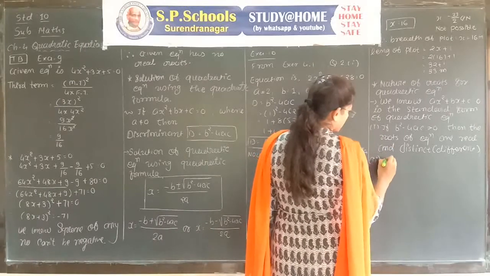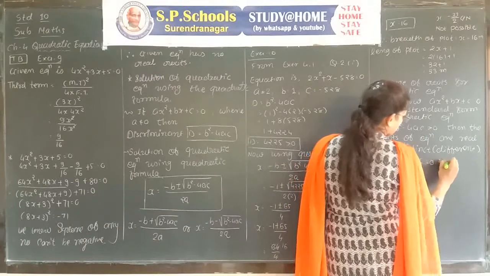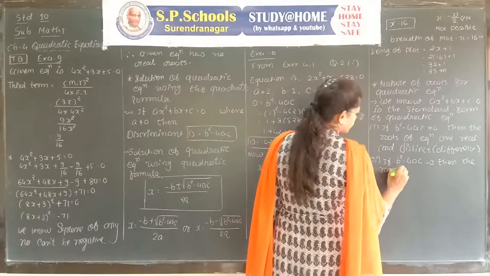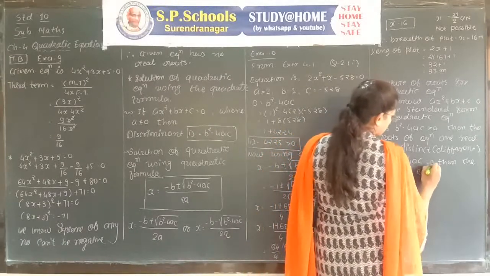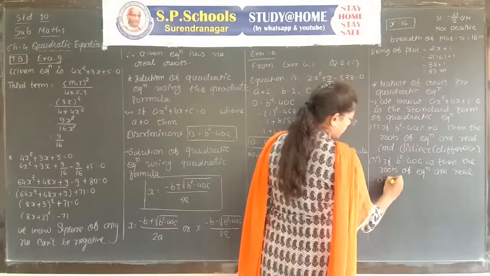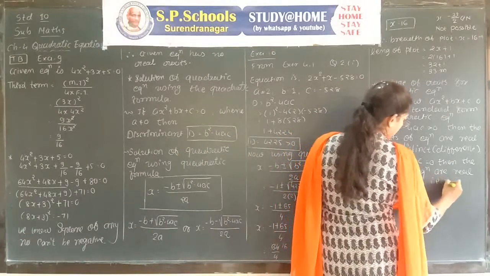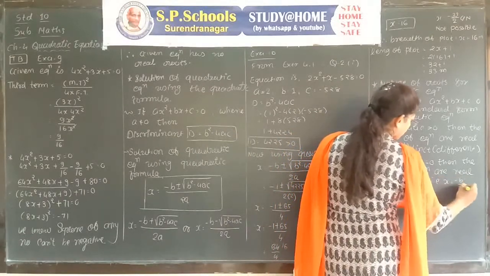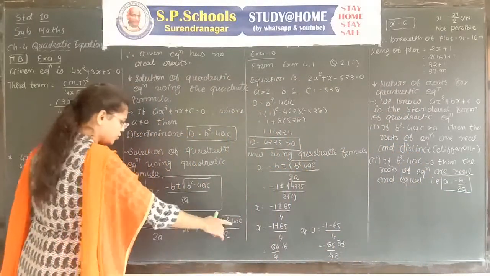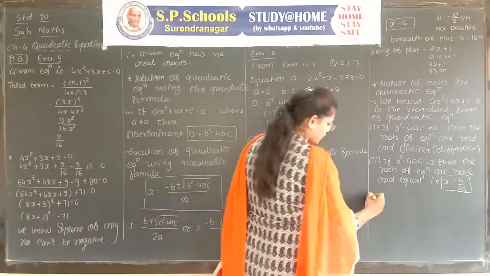Second, if b square minus 4ac is equal to 0, then the roots of the equation are real and equal, and that is x is equal to minus b upon 2a. Why? If we substitute 0 here, both terms are 0, we get minus b upon 2a, minus b upon 2a.